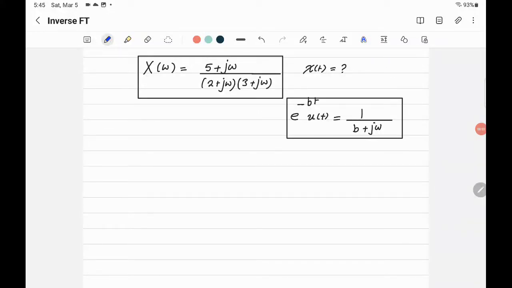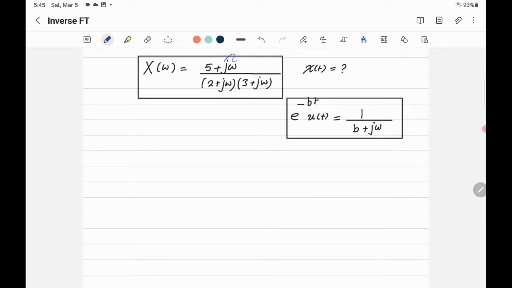Let's assume that we have the continuous time Fourier transform of a signal, X of omega. In this example, X of omega is equal to (5 plus j omega) divided by (2 plus j omega) multiplied by (3 plus j omega). So how can we find the inverse? It means, how can we find the signal expressed in the time domain?